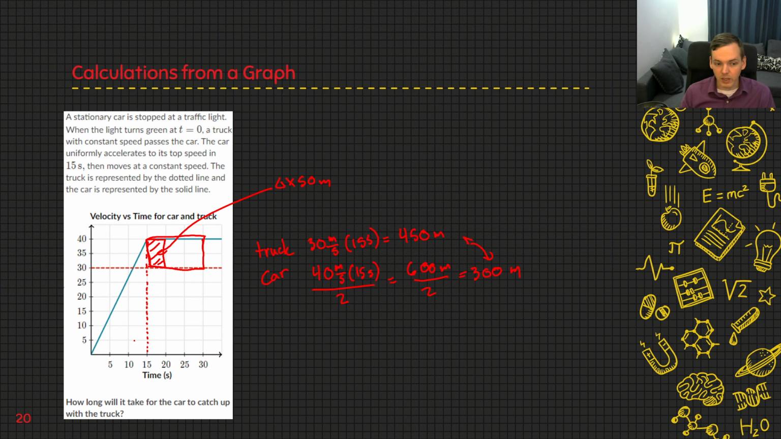If you want to double check this, you can just calculate the area under this curve, which is going to be an extra 15 times 40, which we said, if you remember earlier, was 600. So this is 900 meters for the car. And for the truck, it's just an extra 15 seconds times 30 meters per second, and that equals 900 meters. So they're both at the same position. They both have traveled the same amount of distance.